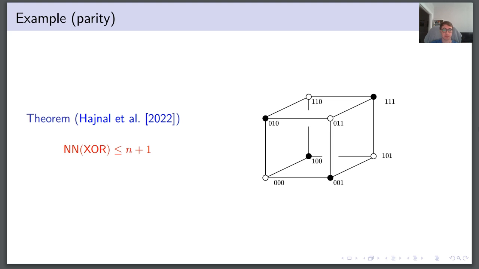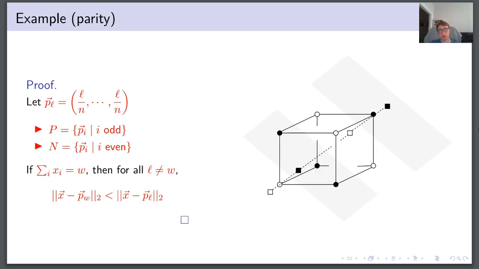It turns out that this function actually has an n+1 anchor NN representation. And that follows from the construction which just takes alternating positive and negative anchors along the diagonal of the hypercube. And it's pretty easy to see that this just slices the cube into the sections corresponding to each Hamming weight. And so this realizes the function.